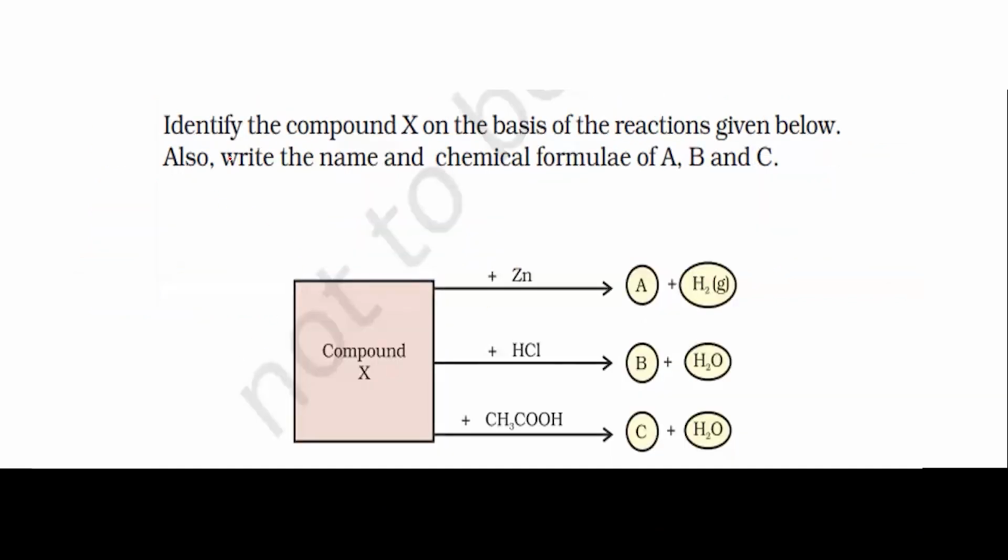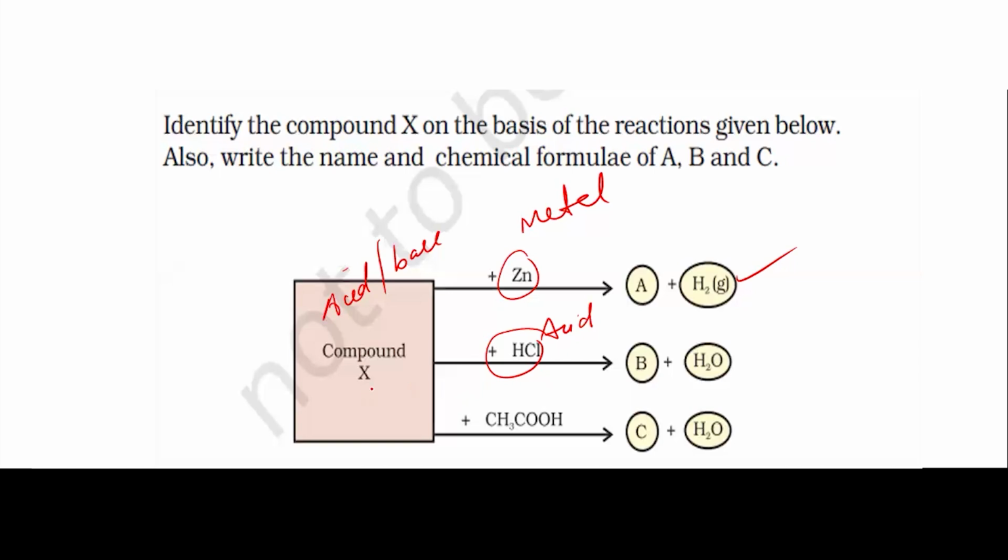Yes, the next question is very simple. Identify the compound X on the basis of the reactions given below. Compound X is reacting with zinc and a hydrogen gas is produced. We know that zinc is a metal that reacts with an acid or a base, and you will be getting hydrogen gas. Now, this HCl is an acid reacting with compound X, and you will be getting B and water.